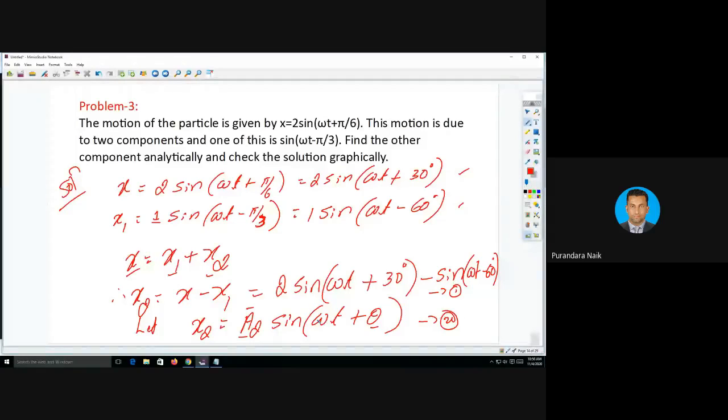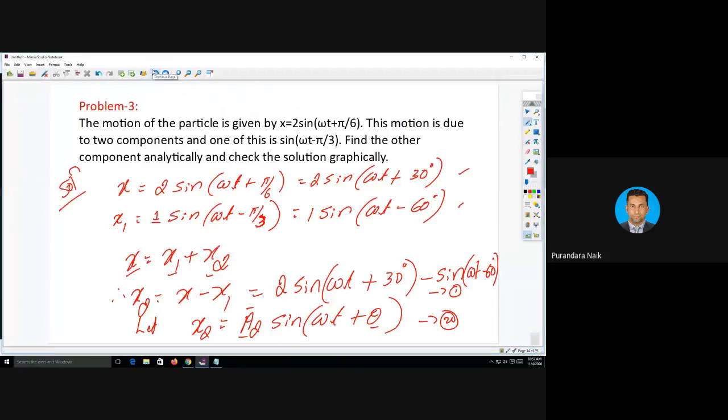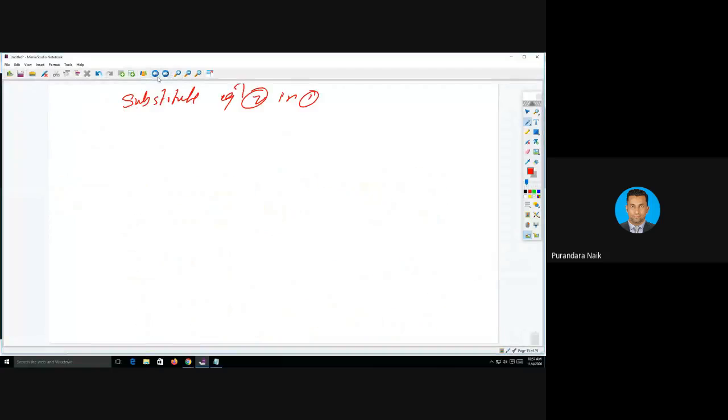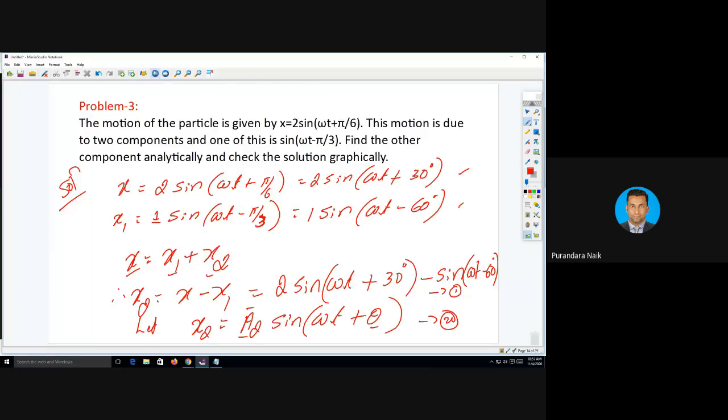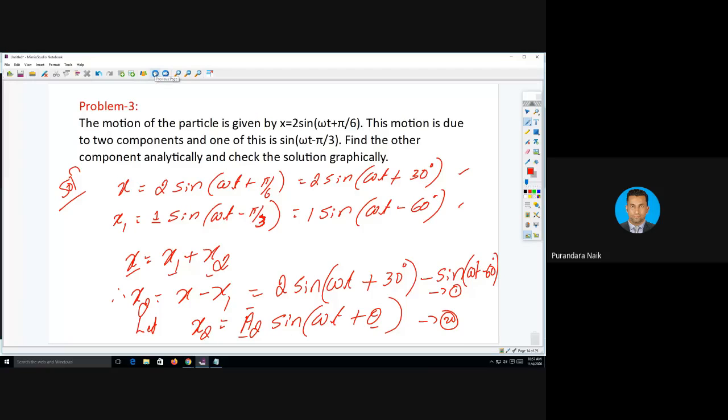Yes, sir. Finished. Okay. Let us go to the next. Substitute equation 2 in 1. What is the value of x2? a2 sin(omega t plus theta) is equal to what is the first equation? 2 into sin(omega t plus 30 degrees), plus or minus, right? Minus sin(omega t minus 60).